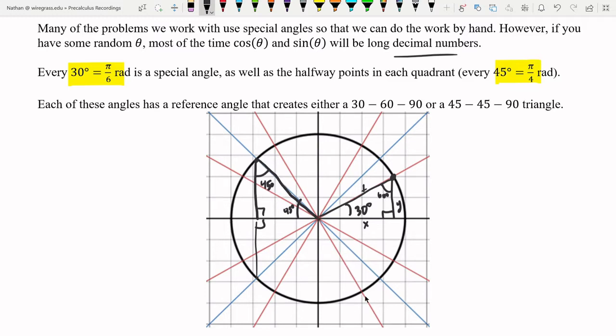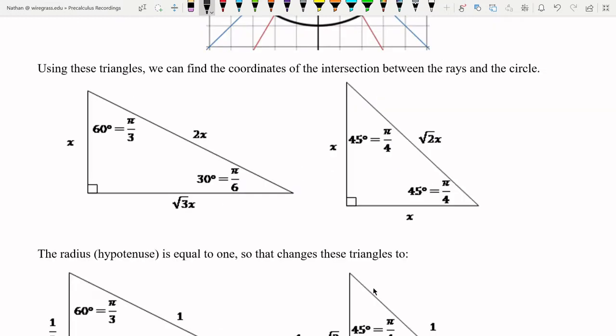This one here, right? You drop that down. This is going to be a 60 degree. This is going to be 30. And again, we have a 30, 60, 90 triangle. Each one of these lines is going to be either a 45, 45, 90 or a 30, 60, 90 in some orientation. Here are these special ratios. We have 30, 60, 90 here. It's going to be x, root 3x and 2x, and then x, x, and root 2x.